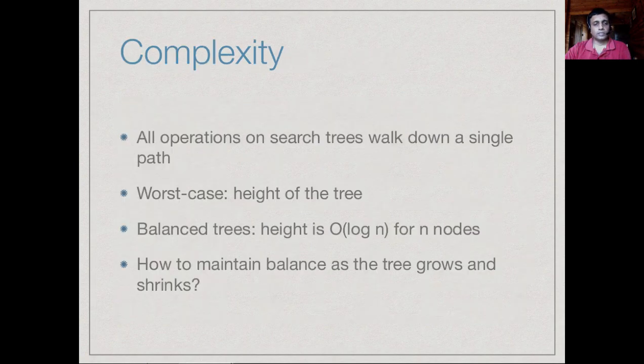That's because all of the operations as we implemented them will walk up or down a single path, and so the worst case would be the height of the tree, and in a balanced tree the height will always be logarithmic in the size of the tree. So the goal of this lecture is to explain how to maintain the balance as the tree grows and shrinks.